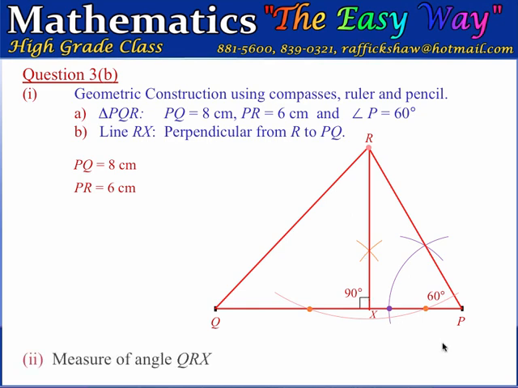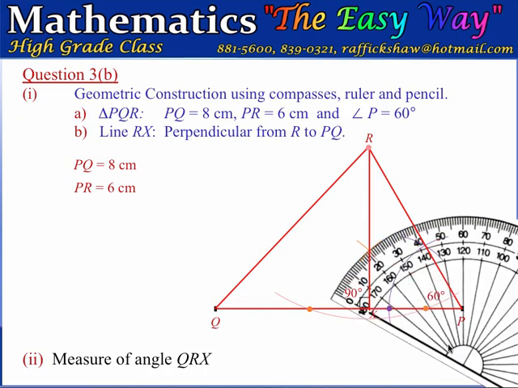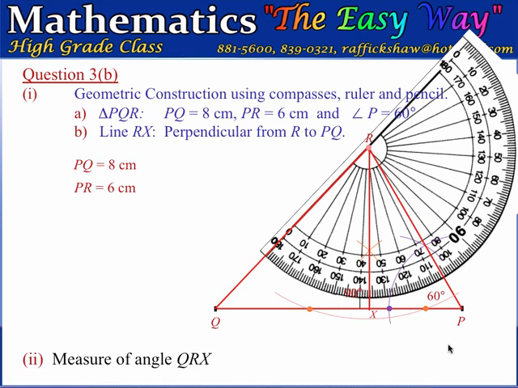Part 2 wants us to measure and state the size of angle QRX. Angle QRX, that's this angle right here. So we're going to bring our protractor in, and the protractor must be positioned carefully, and so we are measuring this angle across here, and so we place the base of the protractor on this line that we're measuring from, passing through 0, and we measure from 0 upwards. It's very important that we measure our angle from 0 upwards.